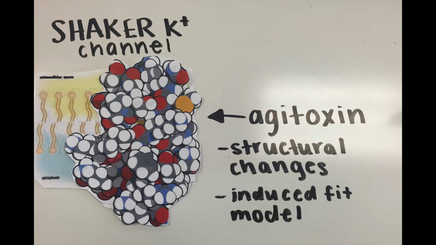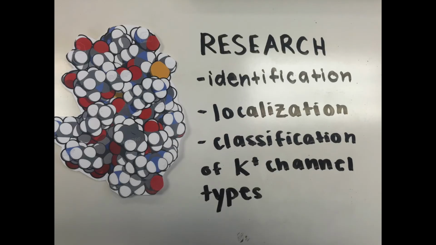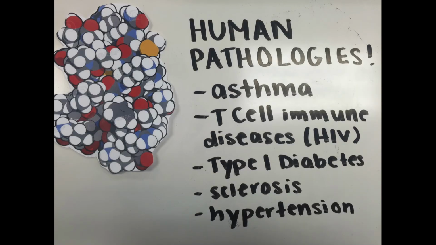And it undergoes structural changes following the induced fit model. Agitoxin is central to the understanding of potassium channels, since potassium channels are implicated in several human pathologies like asthma, T-cell mediated immune diseases, such as multiple sclerosis, type 1 diabetes, and hypertension.